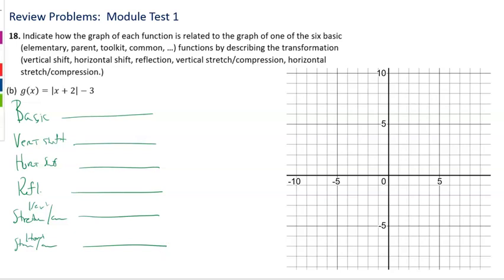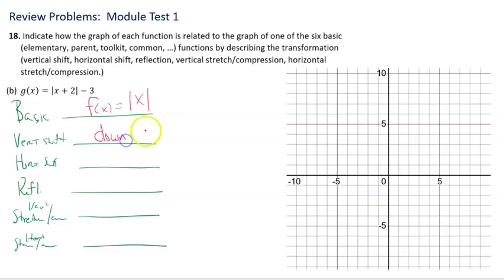So the basic graph of absolute value of x plus 2 minus 3, and again, basic graphs means you peel away all the addition, subtraction, multiplication, division. Well, if I do that, that just leaves me with f of x equals the absolute value of x. Is there a vertical shift? Vertical means have I moved it up or down? And I have. I've moved it down by 3.